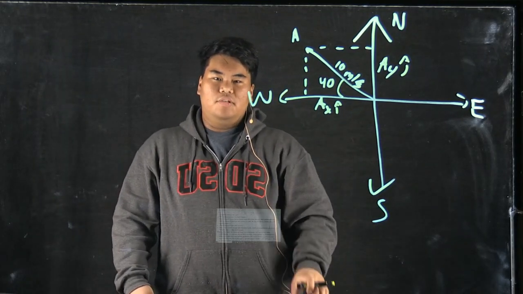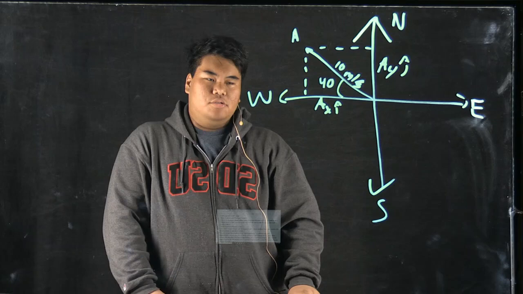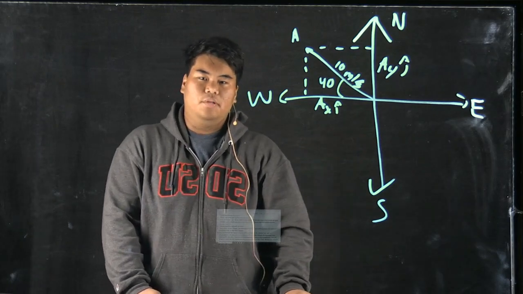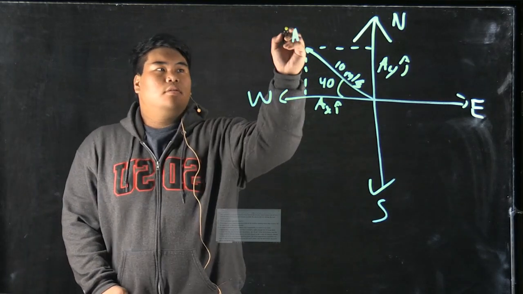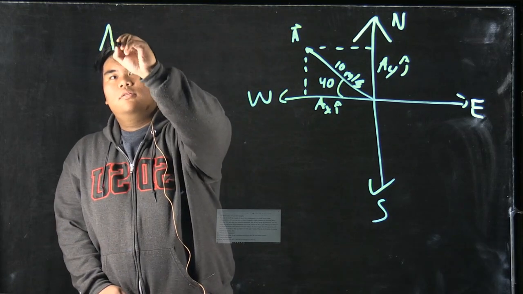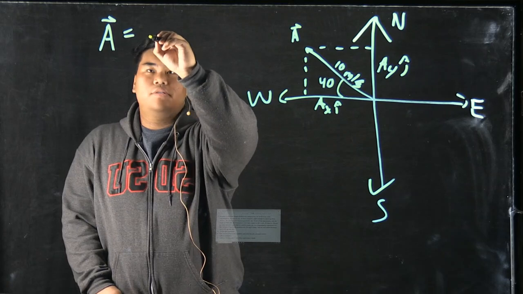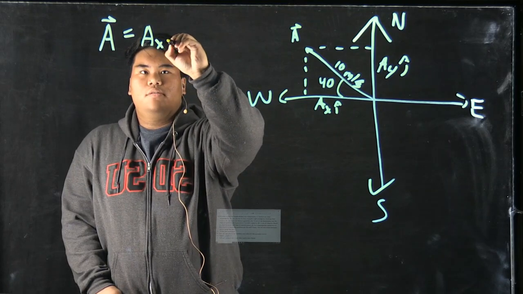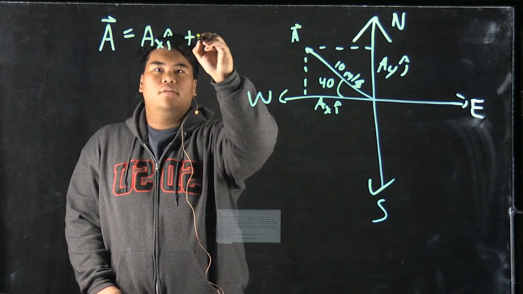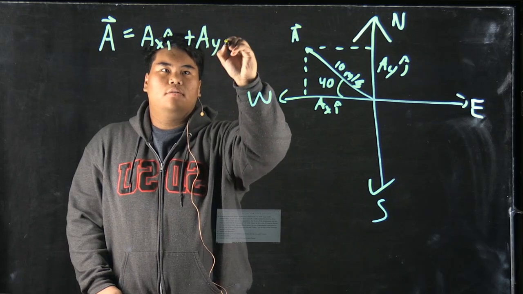In order to find the length of these two components, we need to use some trigonometry. So we'll set up the equation. The vector A is equal to its components, a sub x i hat plus a sub y j hat.